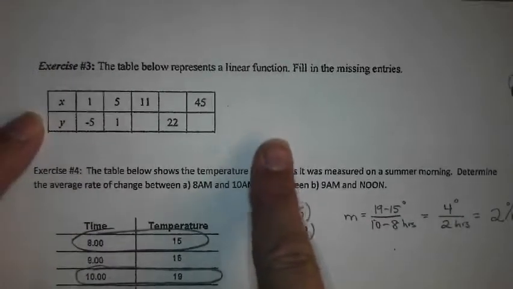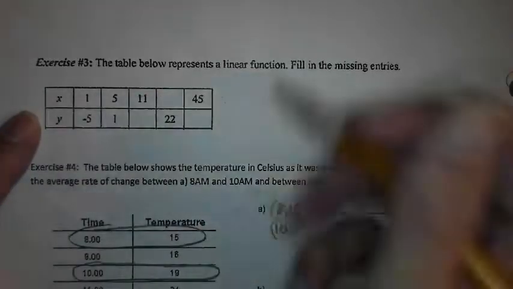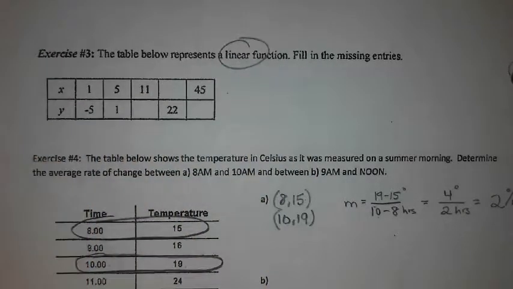On this table, we're jumping up, we're going to skip part B there. This is a linear function. And like we said, if it's a linear function, then the slope has to be the same throughout.